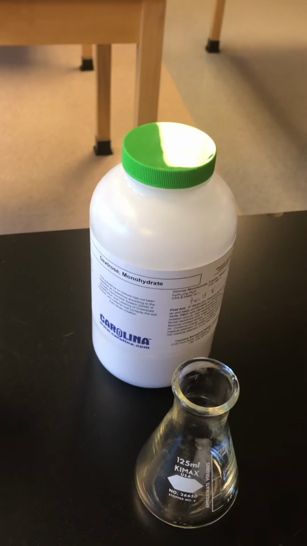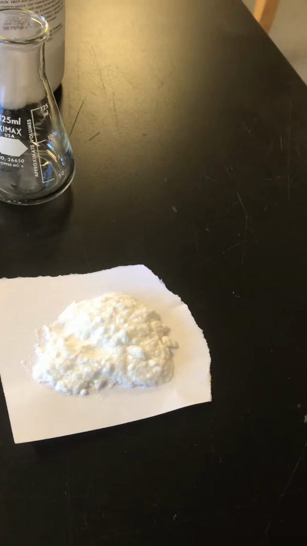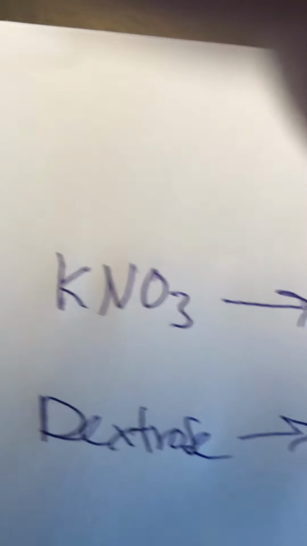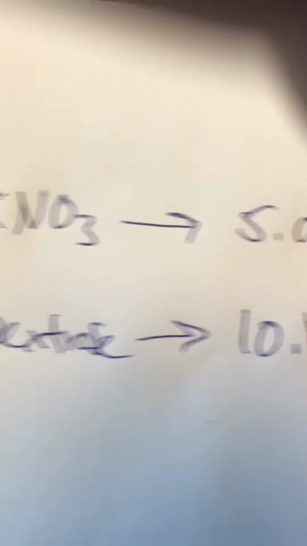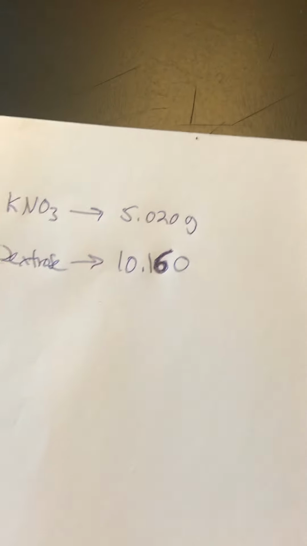And then we have our flask with the 10 grams of dextrose. Technically, you don't have to get the exact 5 and exact 10, which I did not do. You are going to need these masses. This is exactly how much I used: KNO3, 5.020 grams, and dextrose, 10.160 grams. There's no spot to write that down on the handout, so you should be writing it down.